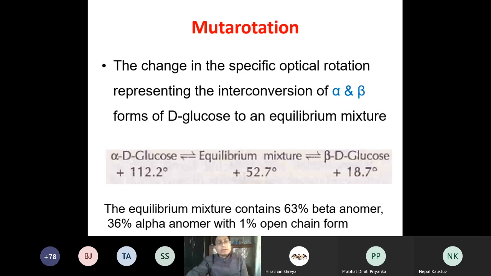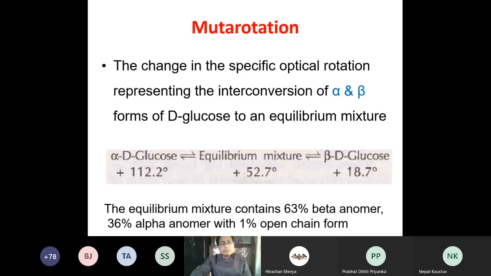We're talking about the mutarotation. The change in the specific optical rotation representing the interconversion of alpha and beta forms is known as mutarotation. Because in the powder or crystal of glucose, it is in the alpha form, but when we make the solution, it is in the beta form. The alpha form has high dextrorotatory character, but beta D glucose has low dextrorotatory, just plus 18 degrees. That's why this equilibrium mixture will have around 52.7 dextrorotatory character. This is known as mutarotation.